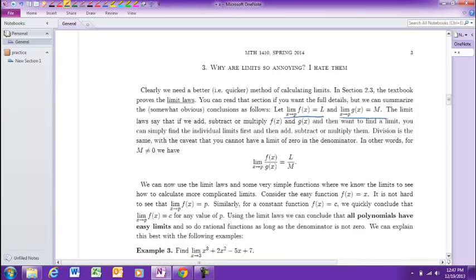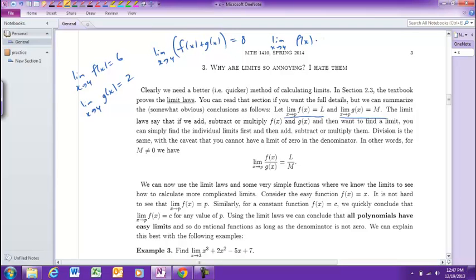A quick example of this: suppose the limit as x approaches 4 of f of x was equal to 6, and you had some other function where as you approached 4, g of x was equal to 2. Then the limit as x approaches 4 of f of x plus g of x, a new function where you're adding those two original functions together, well, since you're going to that same point, you just add those two limits to get 8. And the limit as x approaches 4 of f of x times g of x will just give you 12, because you're just multiplying 6 times 2. That's all this is saying.